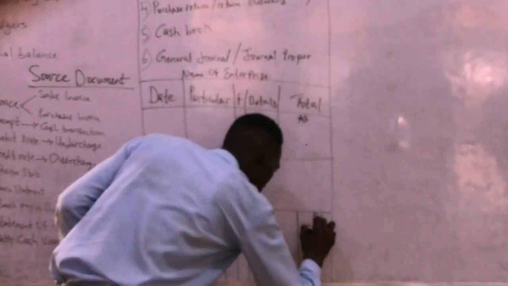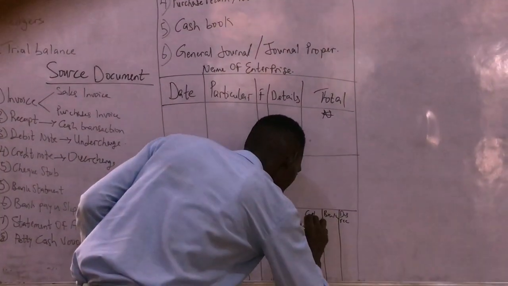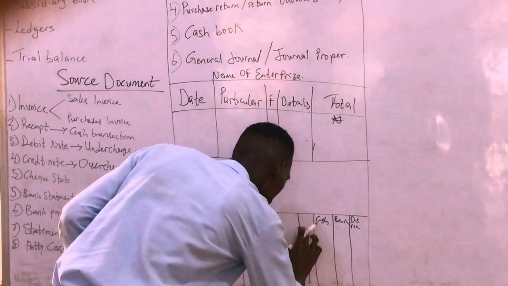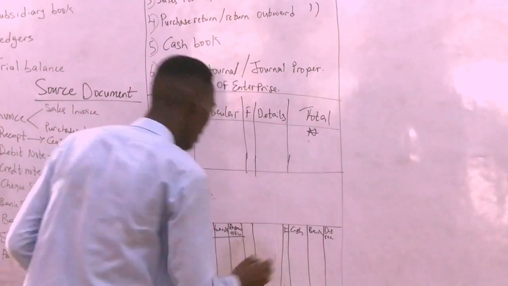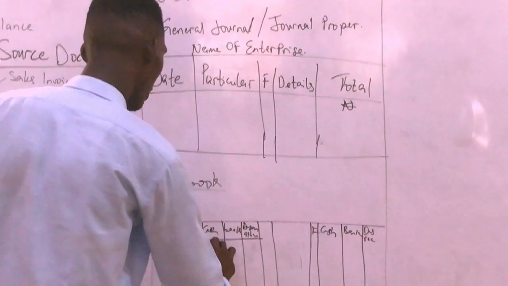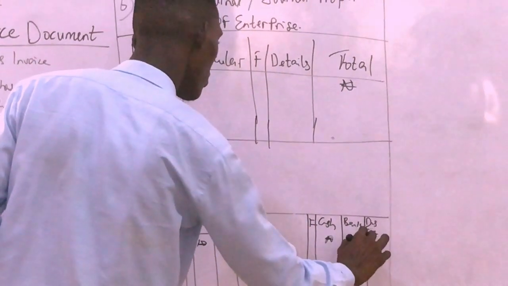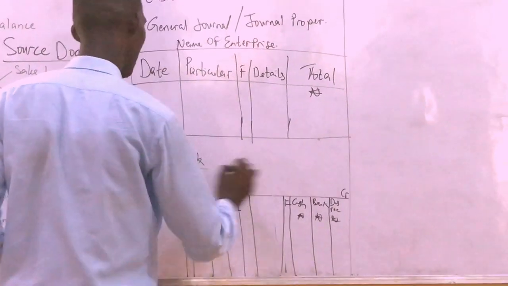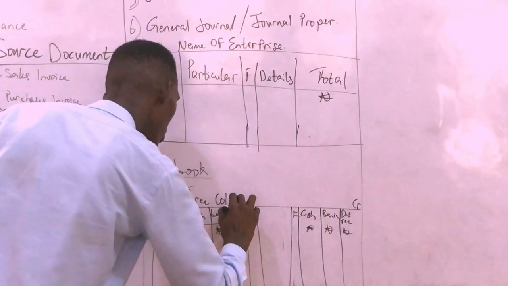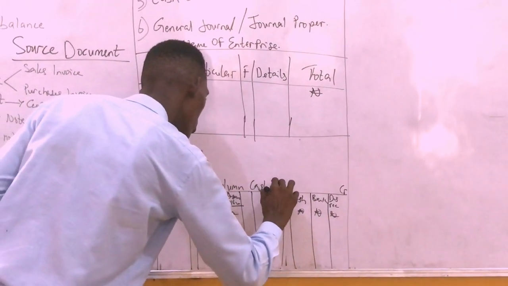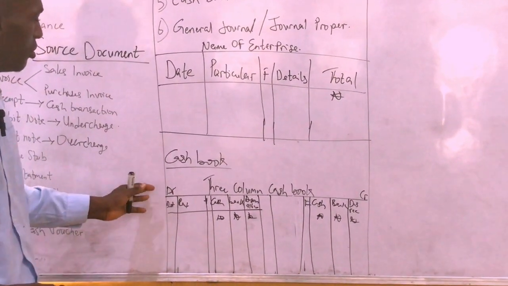This is discount received, your bank and your cash. So this serves as your folio. Then you put the name of the enterprise and your currency. Your credit side, your debit and credit side. Then this is a three column. Hope you guys understand. This is the format.